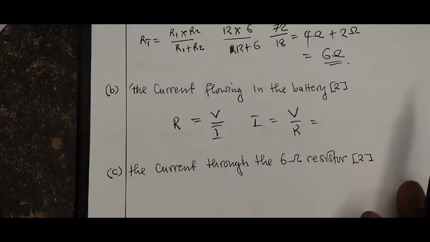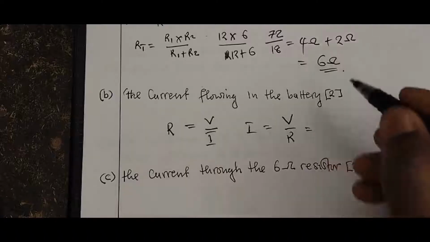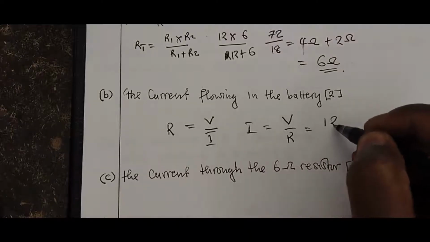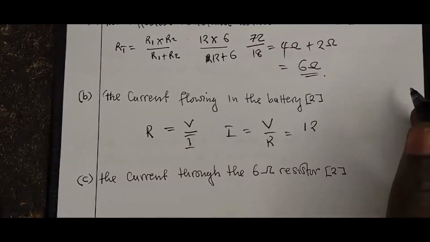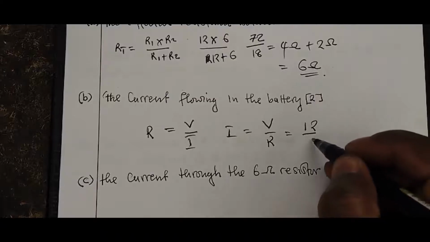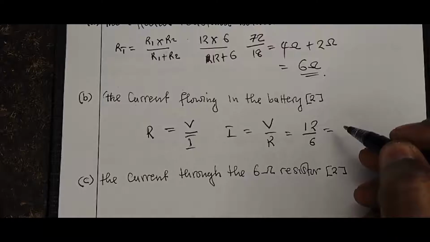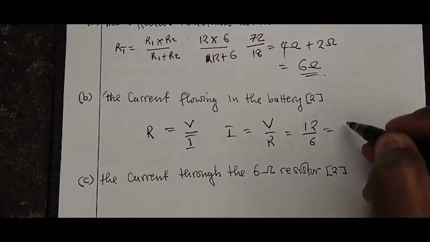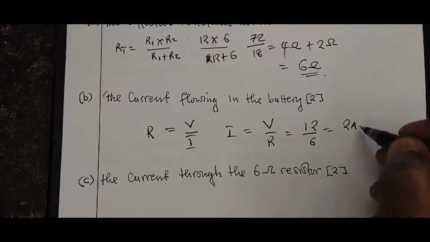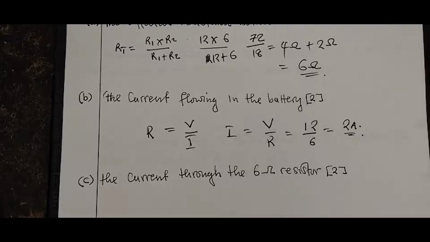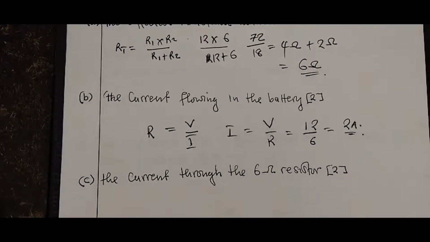And therefore, applying this formula, we are saying 12 divided by 6. Okay? What do we have? Total current, we are going to find it to be 2 amps. Okay? 2 amps, the unit for current. What is the next question?